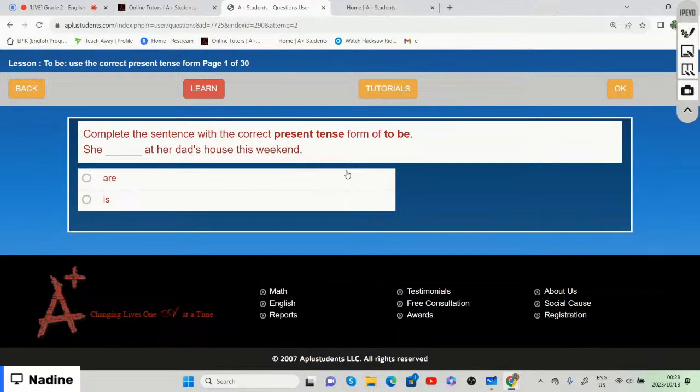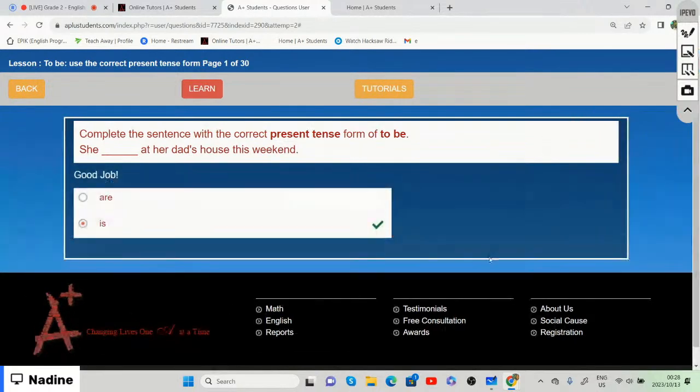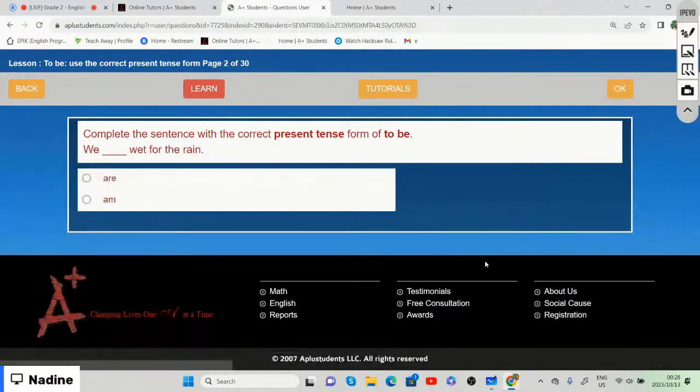All right, so if we select the correct present tense form of to be to complete the sentence, then we will say she is at her dad's house this weekend. She is, and is is correct. And she refers to one person, which is singular.